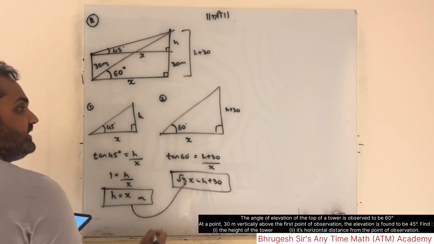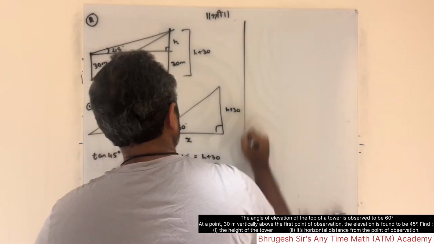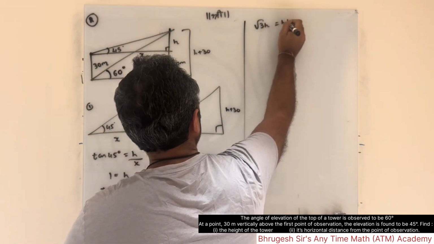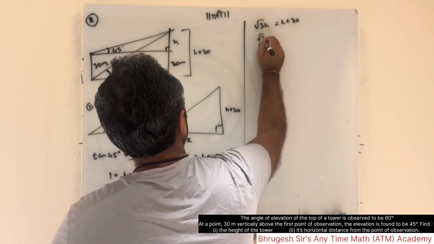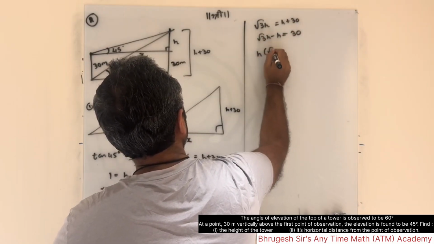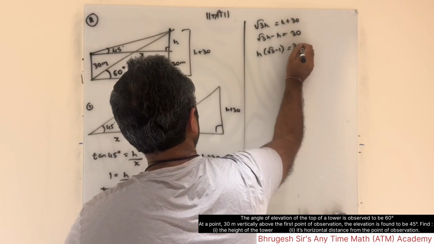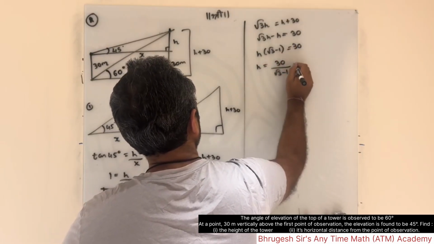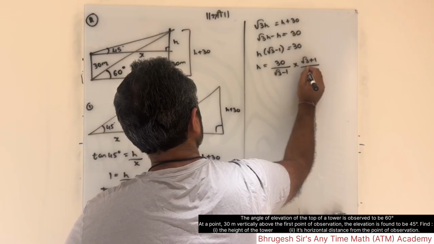I'll replace x with h beta. So root 3h is equal to h plus 30. Root 3h minus h is equal to 30. Take h common. Root 3 minus 1 is equal to 30. So h is 30 divided by root 3 minus 1. Rationalize it.